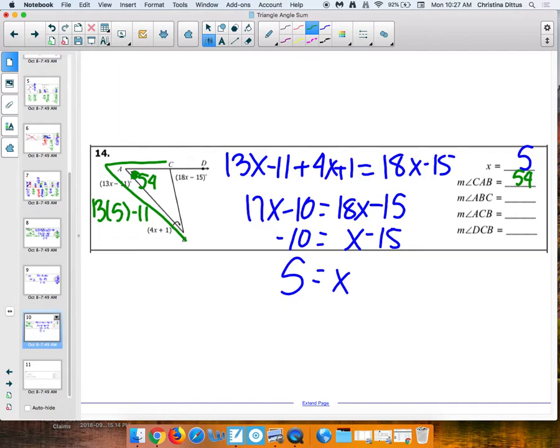ABC, so we're talking about this angle here. This one's easy. 4 times 5 plus 1 is 21. Let's do this bottom one first. Angle DCB, that's this angle here. So plug into here. 18 times 5 minus 15. It's going to be 75.